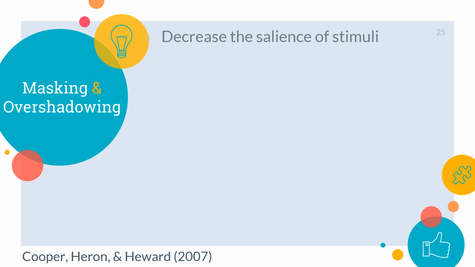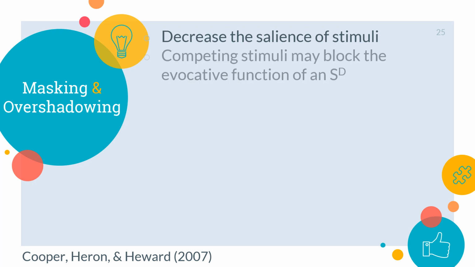Masking and overshadowing decrease the saliency of stimuli. The discriminative stimulus that should evoke the response is blocked by competing stimuli or other stimuli in the environment. In masking, one stimulus has acquired stimulus control over a behavior. However, a competing stimulus may block the evocative effect of that stimulus.